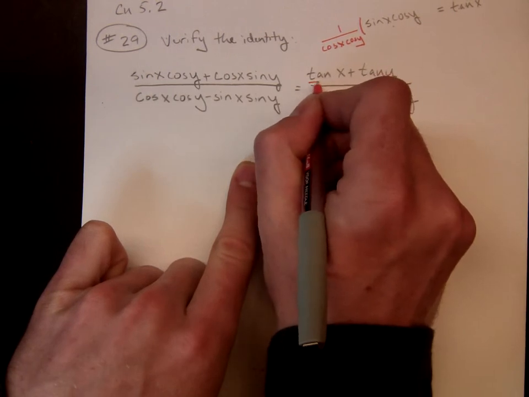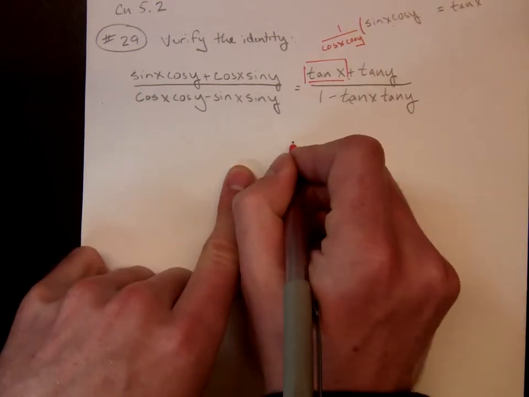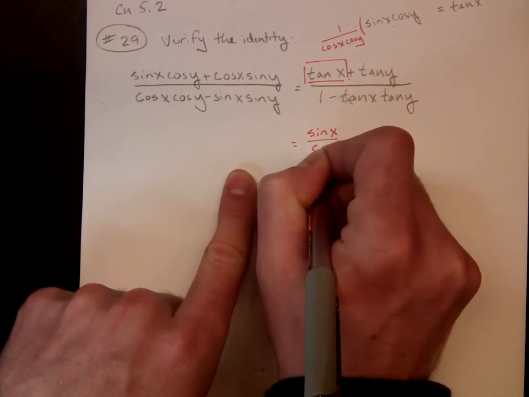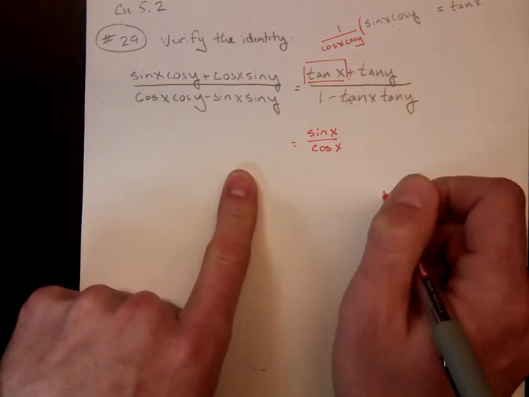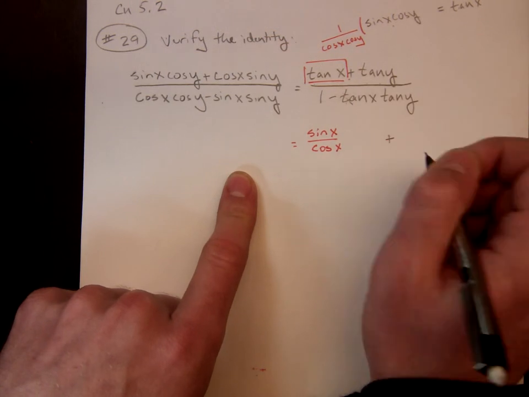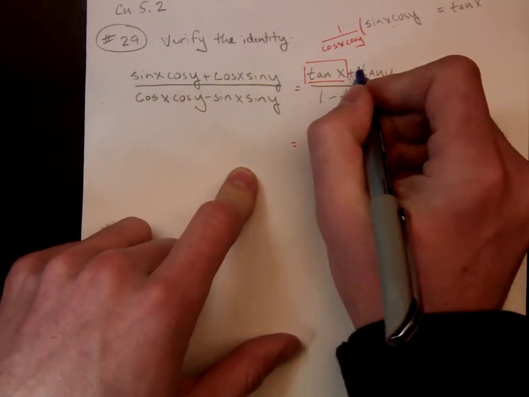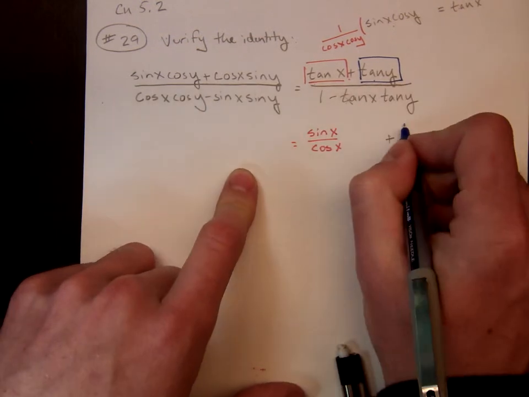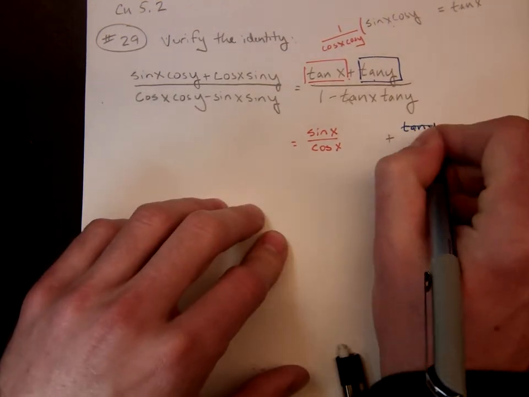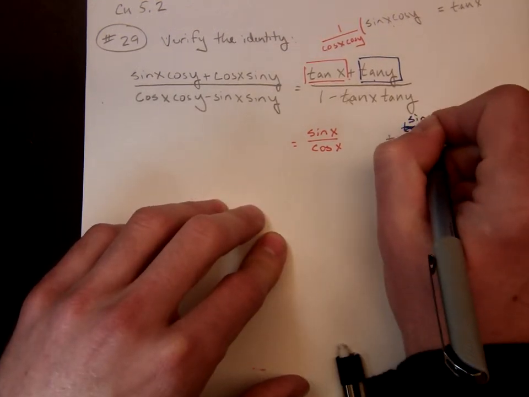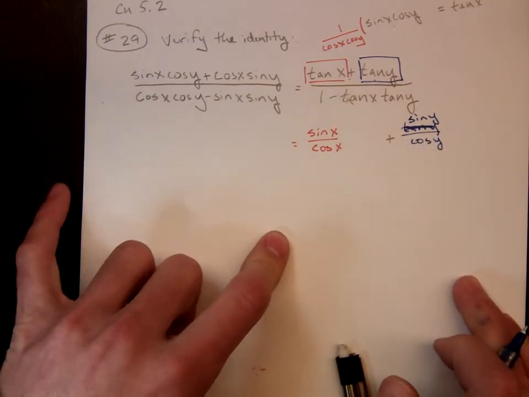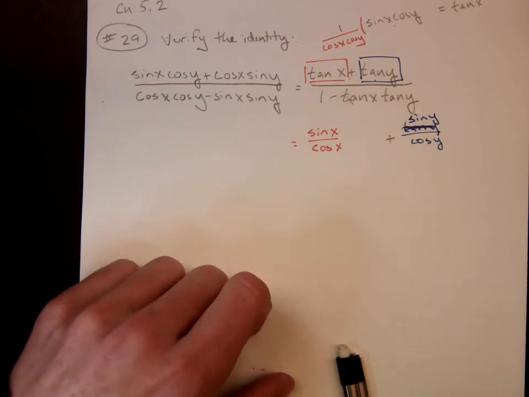So I'm going to take this first tangent right here and rewrite it as sine x over cosine x. And with that, I'm going to put a little bit of space here, and you'll see why in a second. Plus, the second piece here, tangent y. Oh shoot, not supposed to be tangent. Sorry, that's going to be sine y over cosine y. And then we do the same thing to the bottom.